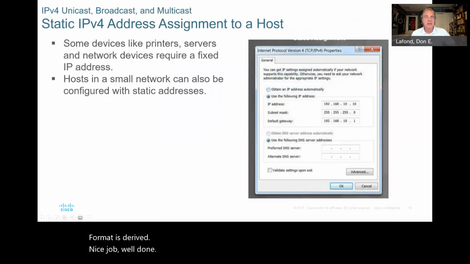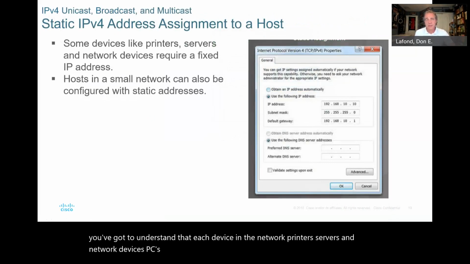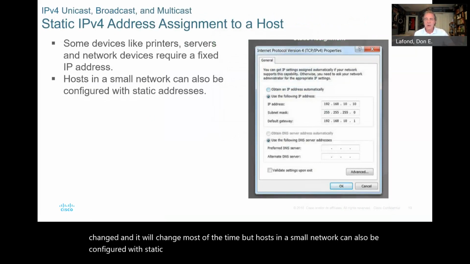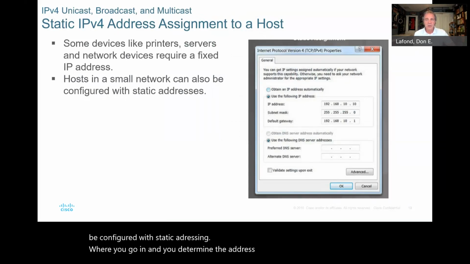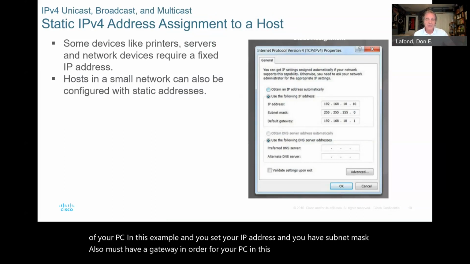So unicast, broadcast, and multicast. When we're talking about unicast, you've got to understand that each device in the network, like printers, servers, and network devices like PCs, require a fixed IP address to communicate. It can be changed, and it will change most of the time. But hosts in a small network can also be configured with static addressing, where you go in and determine the address, and you go into the configuration of your PC in this example, and you set your IP address and your subnet mask. You also must have a gateway in order for your PC in this case to be able to leave the network and reach out.